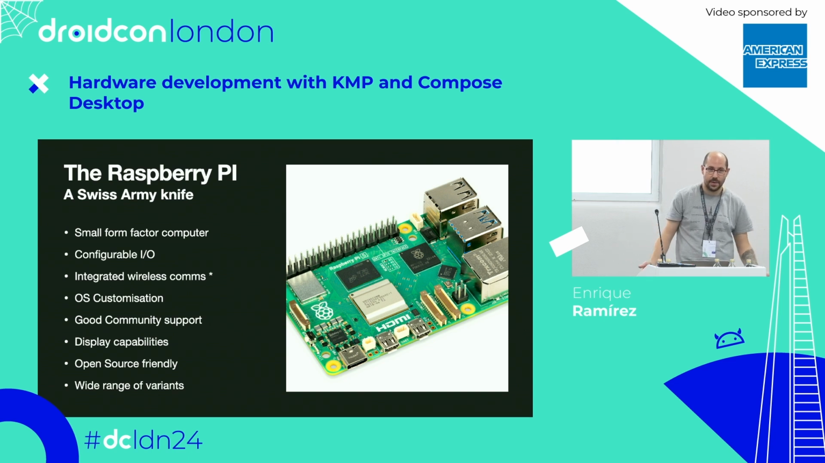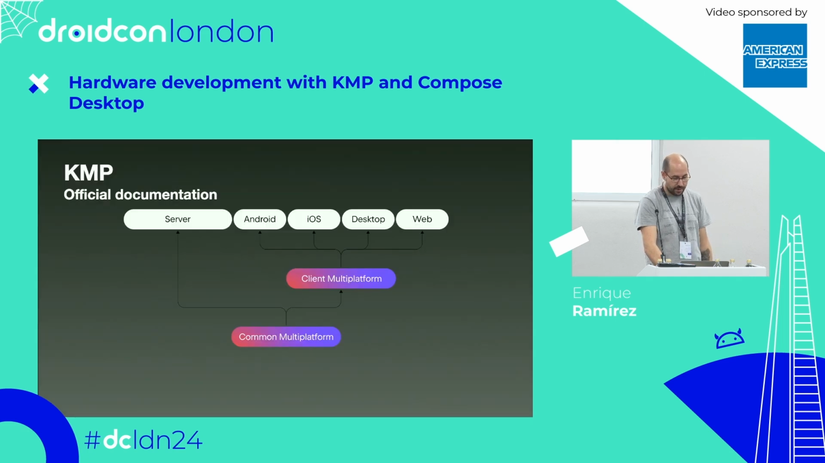We have the Raspberry Pi. Raspberry Pi is this amazing platform. It's a Swiss Army knife, and there you have lots of communication that comes out of the box. You have a very small form factor, a lot of support from the community. It's amazing, and it's relatively cheap. Yeah, good, the Raspberry Pi.